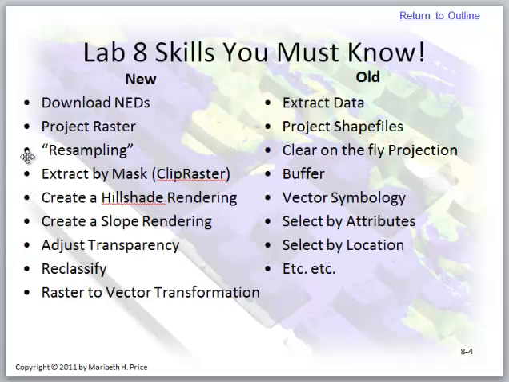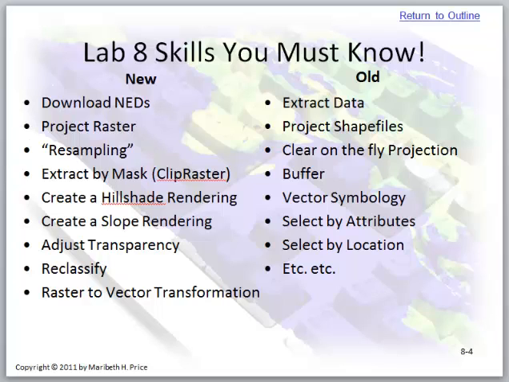For GIS 311, these are the skills you must know in Lab 8. You'll download some national elevation datasets. You'll project a raster. We'll do some resampling, extract by mask, which is similar to a clip from previous labs. Create a hillshade rendering. We've used one, but we haven't created one. Create a slope rendering, adjust transparency. You've done that. Reclassify and raster to vector transformation.